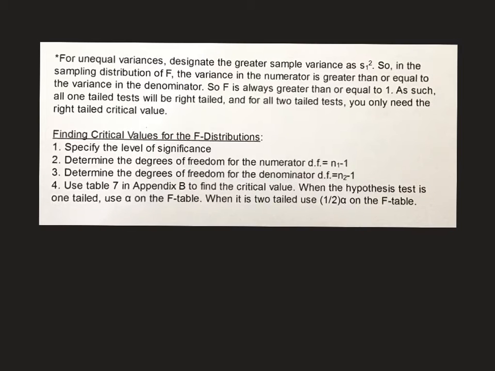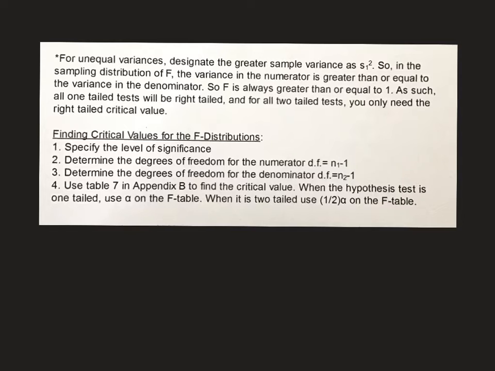When you have unequal variances, you want to make sure that the greater sample variance is your first one. So the first sample should be the bigger one. That's so that your numerator is greater than or equal to the variance in the denominator, because we always want that F value to be 1 or more. So if there's two different values for your sample variances, always make sure the bigger one is your first sample. All one-tailed tests will be right-tailed, and for all two-tailed tests, you only need the right-tail critical value.